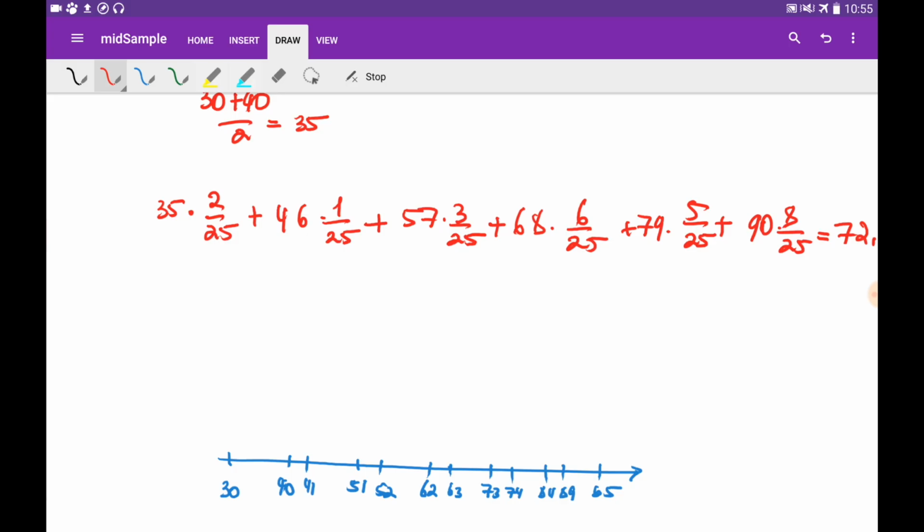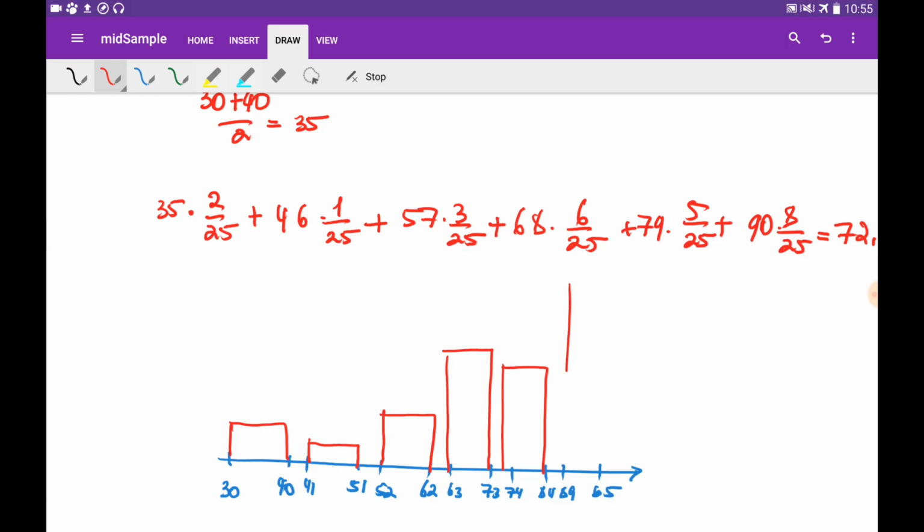Then we need to put the bars according to the heights. So it's going to be roughly 2, 1, the third class 3, then 6 here, then 5, then 8. So this is going to be the histogram of this frequency table.